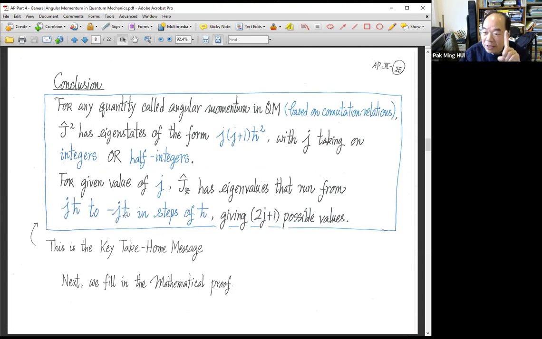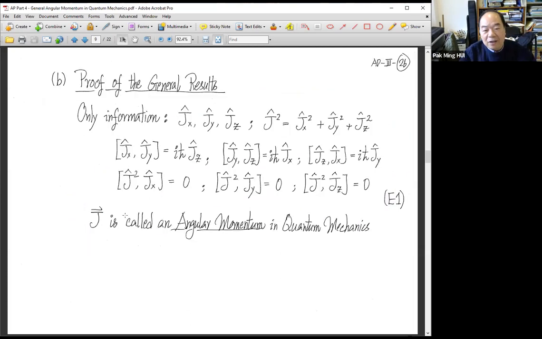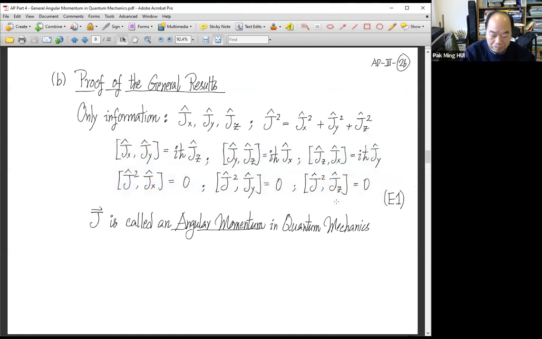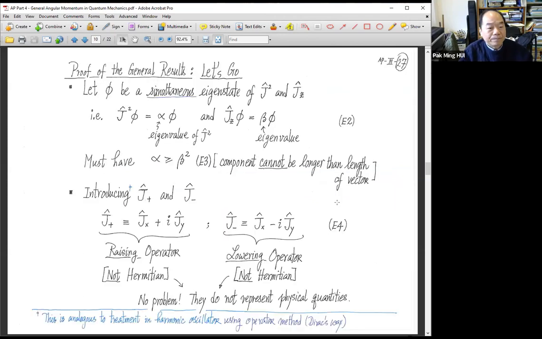Now you have seen this in orbital angular momentum. You have seen it in spin half. We are going to prove it generally: if we take these 6 commutation relations as the definition, then the general result will follow. So let's start our proof. As we proceed, keep the general picture in mind, otherwise you will be lost in some of the algebra.